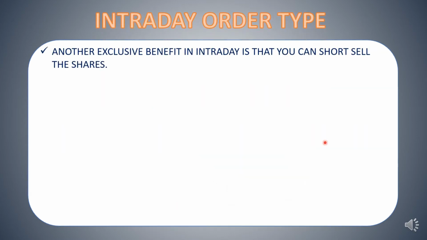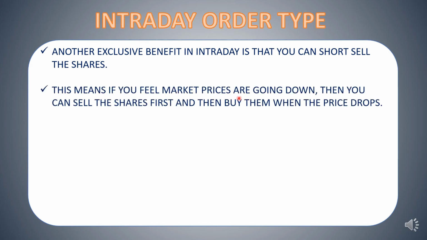Another exclusive benefit in intraday is that you can short sell the shares. This means if you feel the market prices are going down, then you can sell the shares first, then buy them when the price drops. Remember, in delivery order, to sell the shares, you need to purchase them first. However, in intraday order type, you can sell the shares first and purchase them later.